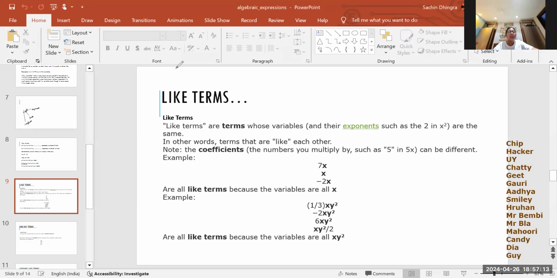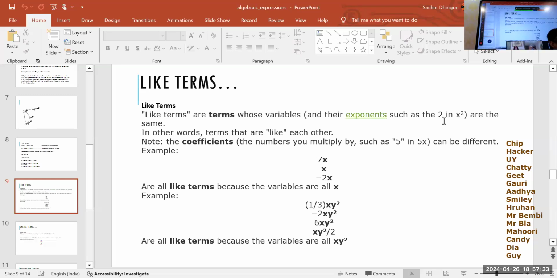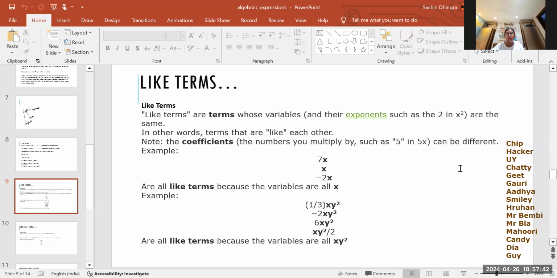Like terms are terms whose variables and their exponents, such as the 2 in x square, are the same. In other words, terms that are like each other. Note, the coefficients, the numbers you multiply by, such as 5 and 5x, can be different.